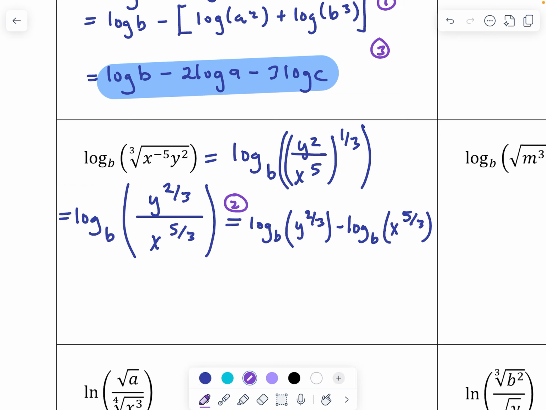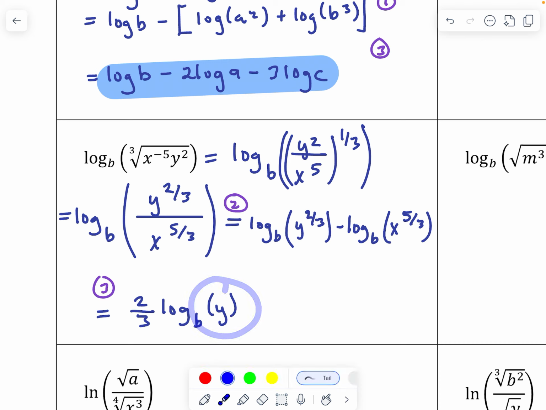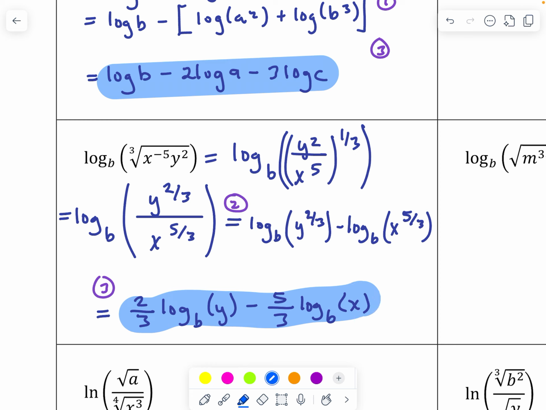And then I'm going to apply property 3, which states that I can take this exponent and multiply it to the front of the logarithm. I can do the same thing with that exponent right there. So this gives me a final answer of 2/3 log base b of y, optional parentheses, minus 5/3 log base b of x. And that's the answer.